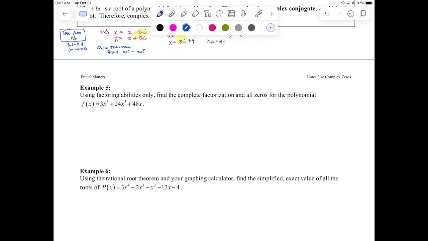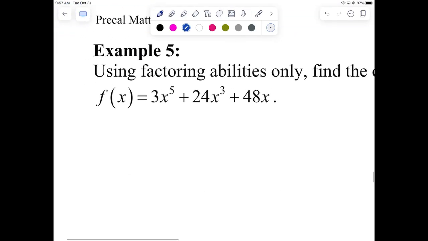It says, using your factoring abilities only, find the complete factorization and all the zeros for the polynomial. Okay. So what is the degree of this polynomial? 5. It's degree 5. So the fundamental theorem of algebra says that I'm going to have exactly how many complex roots? 5, right? They may be real, they may be imaginary, they may be double roots or triple roots, but when I add them all up, including the multiplicities, I get exactly 5. That's how I know the search is over.